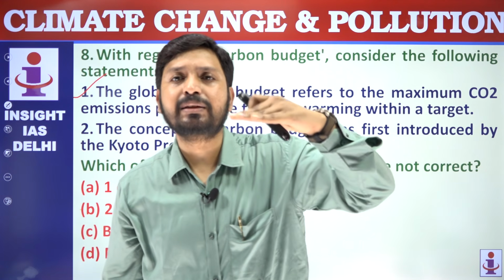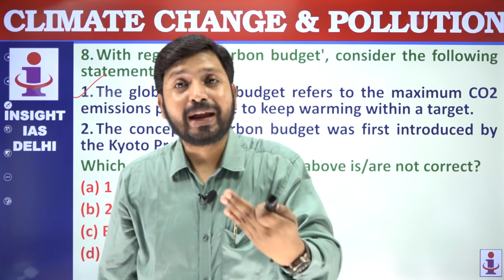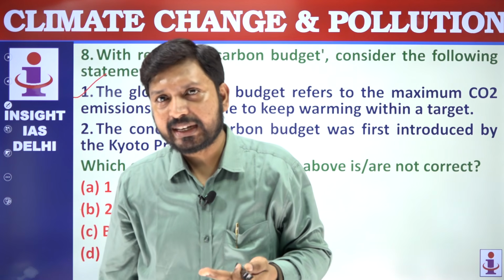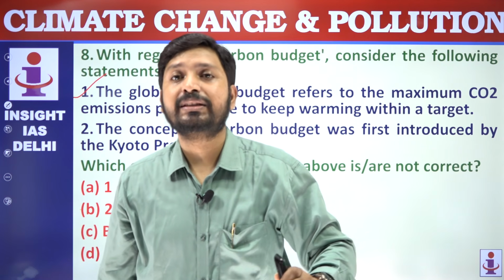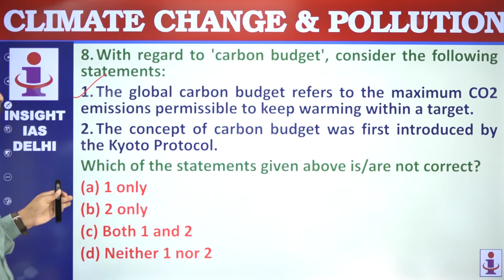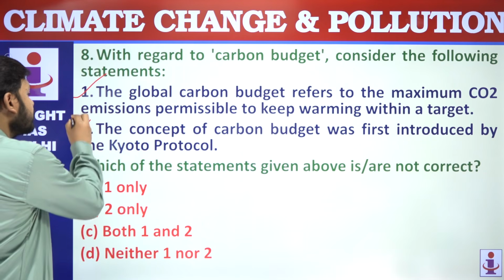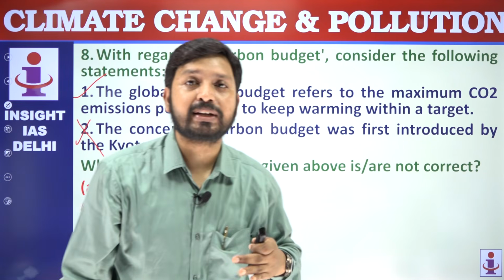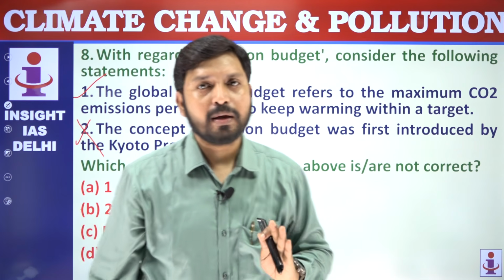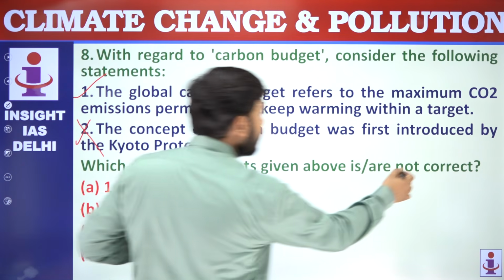That is according to the Paris Agreement. We kept a target of achieving a maximum temperature rise of around 2 degrees centigrade, and if possible we will try to minimize it to 1.5 degrees centigrade. So this is the right statement. And the next one: the concept of carbon budget was first introduced by the Kyoto Protocol. No, it is not the Kyoto Protocol; further protocols introduced this concept, and also the IPCC has mentioned carbon budget. So this is the wrong statement. So only one is correct, and they're asking which one is not correct.